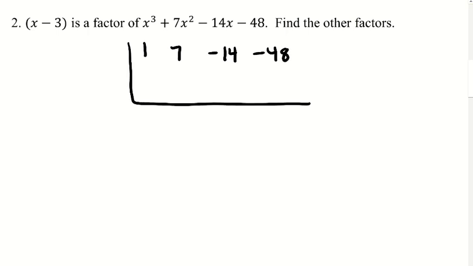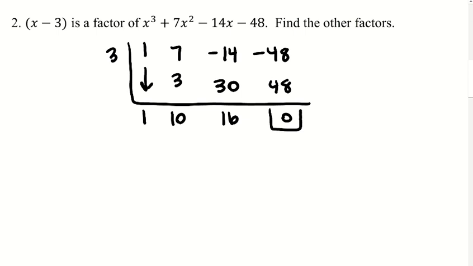If x minus 3 is a factor, then when I plug in 3, I'll get 0. So I'll run this through and I'll see what happens. Drop that down, multiply, add. Multiply, add. Okay, 30 minus 14 is 16. 16 times 3 is 48. Okay, that's 0.